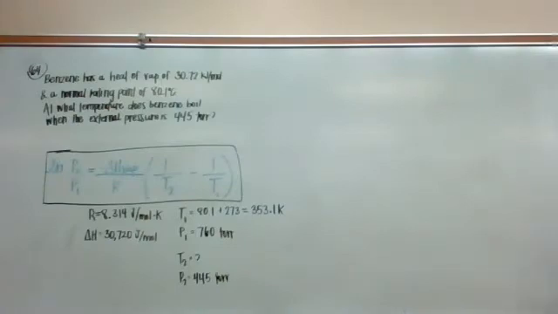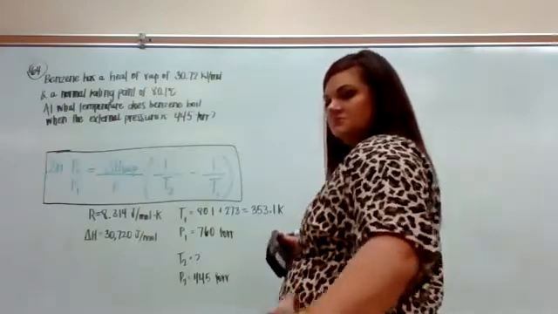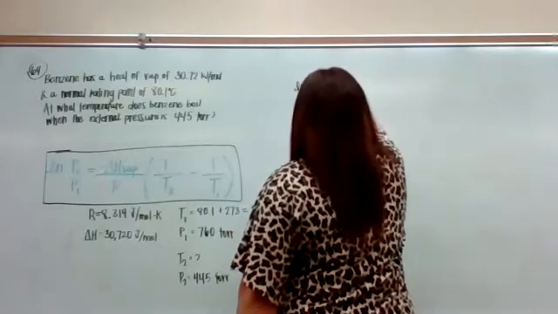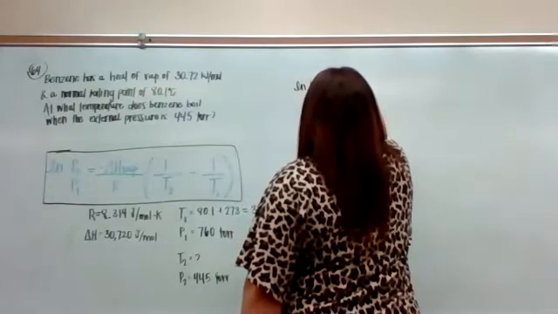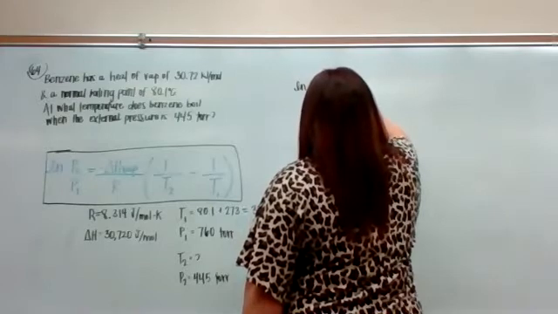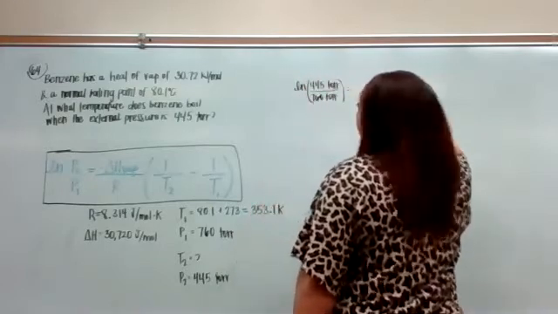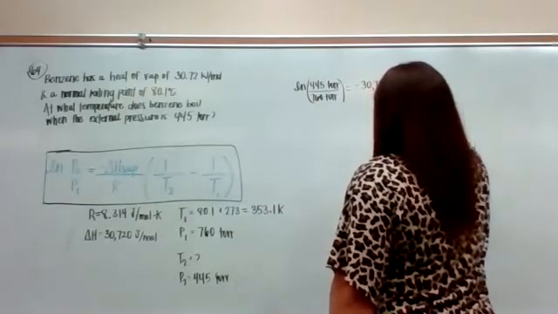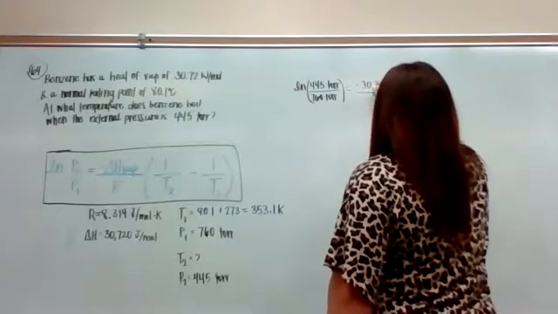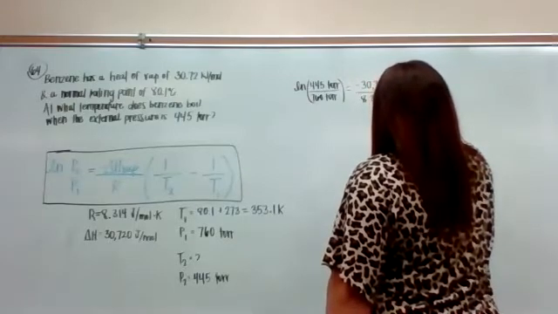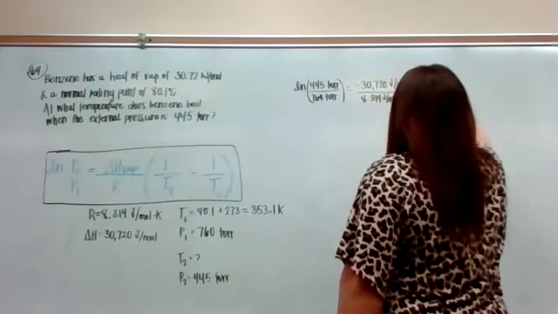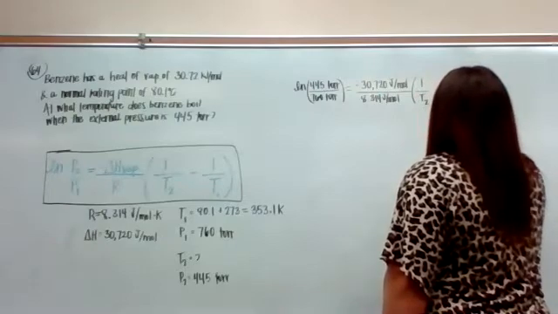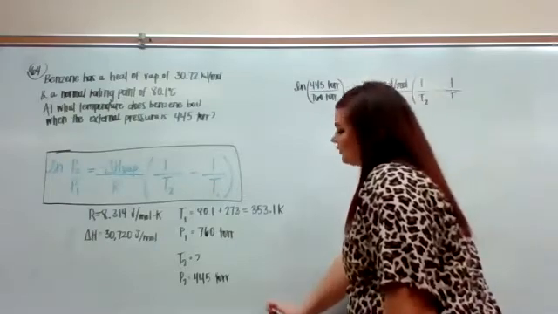Okay, now let's plug everything in. And then a P2, 445 over 760 torr equals negative delta H of vaporization over my R, over T2, which I don't know, minus 1 over T1, which is 353.1.